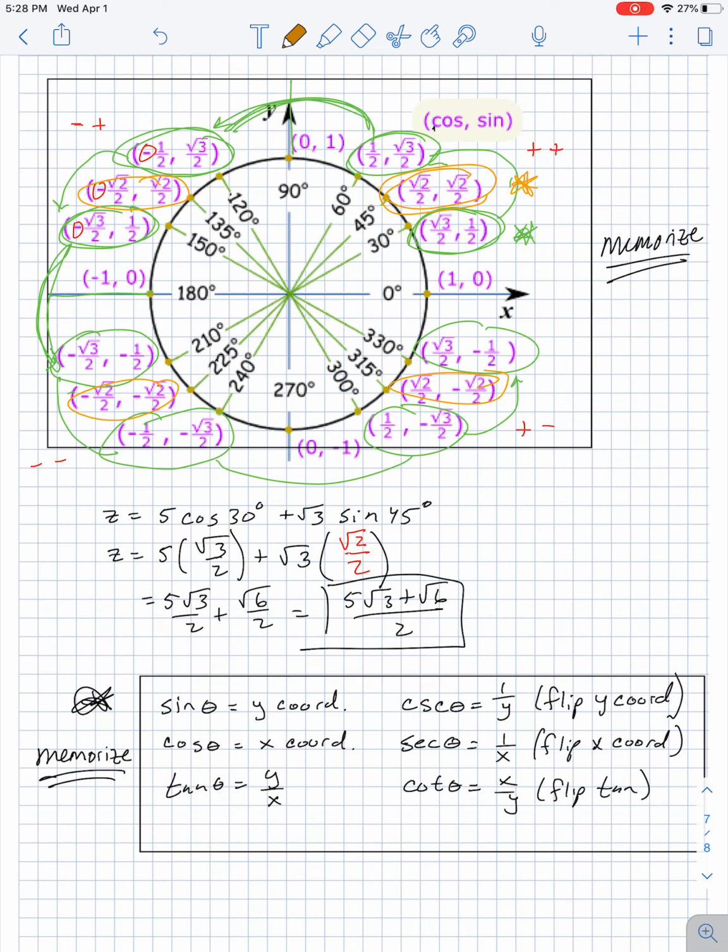So you choose how you want to roll, but I would highly recommend memorizing the unit circle. I'm going to stop this video, and I'm going to break this section into 2 videos. So I'll stop here, and then I'll do some homework problems for you after that.